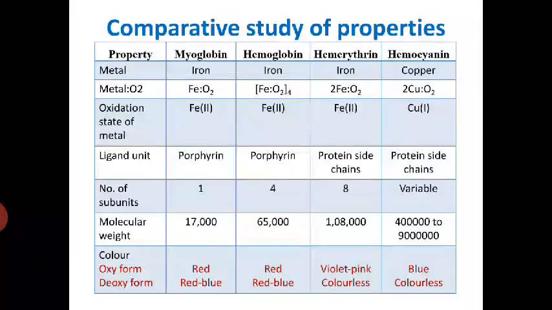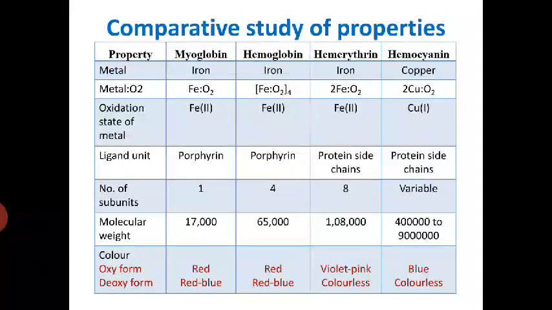Now let us compare and differentiate the properties of these oxygen carriers. Different properties are there, like the metal atom present in the respiratory pigments, then metal oxygen ratio, like that. So first, what is the metal ion present in different respiratory pigments? In myoglobin, hemoglobin and hemerythrin, the central metal atom is iron. Then in hemocyanin, it is copper.